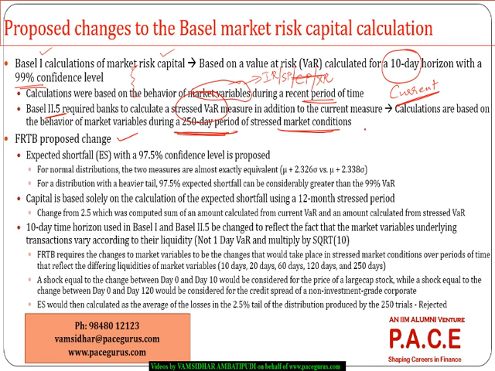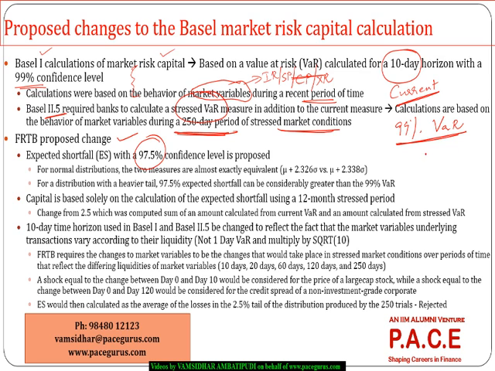Now the first change that we are going to discuss is that it's no more the 99% VAR. They don't want the 99% VAR now. They are proposing a 97.5% confidence level expected shortfall.